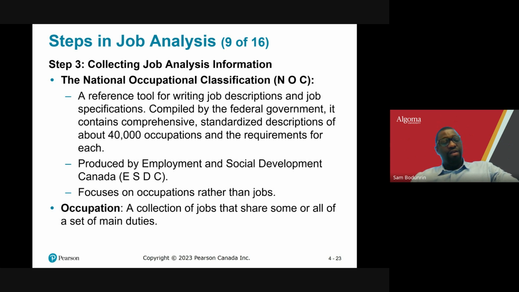So if there's no budget for interviews or personal research, one can make use of the NOC website, which is also very good. It tells us more about the information that we're looking for in a particular occupation or job. And an occupation is a collection of jobs that share some or all of a set of main duties.